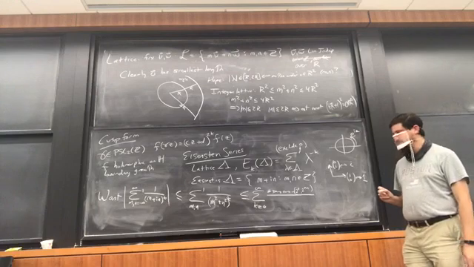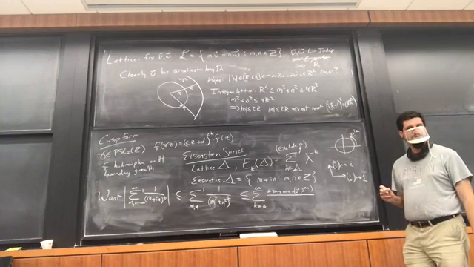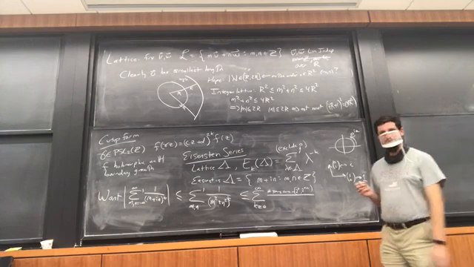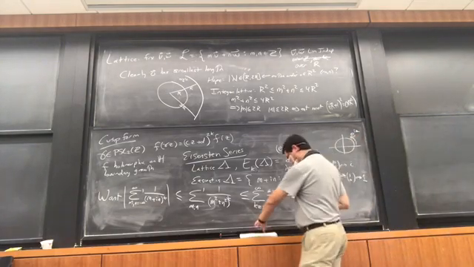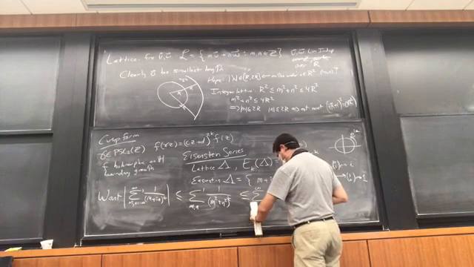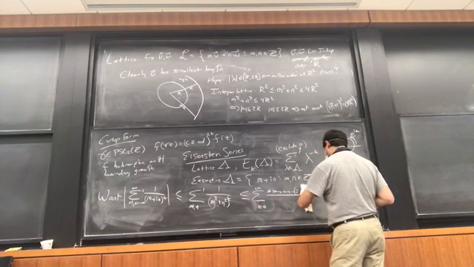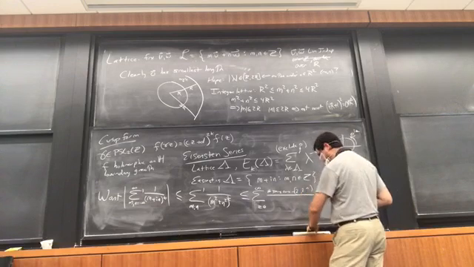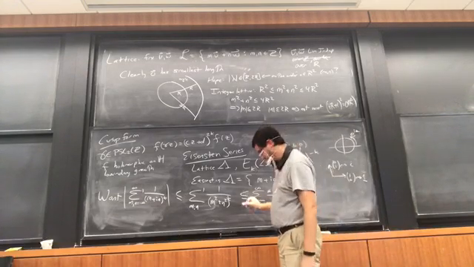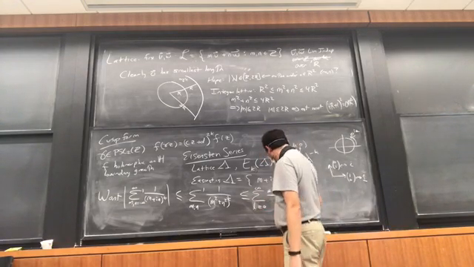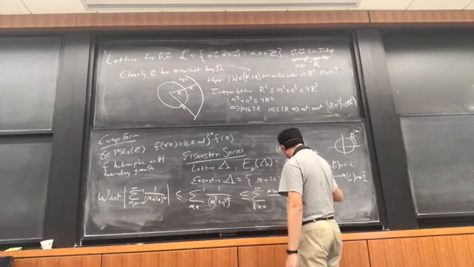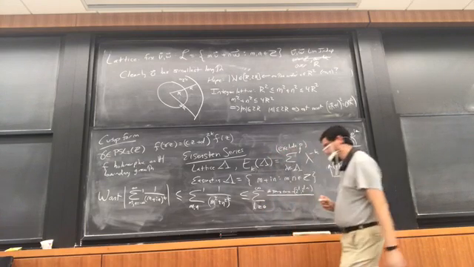Oh, wait, k is a horrible letter to use here. Why is k a terrible letter to use? Because k is the weight. So I can't use k over here. I can't use m, I can't use n. Let's use L. 2 to the L, 2 to the L plus 1.